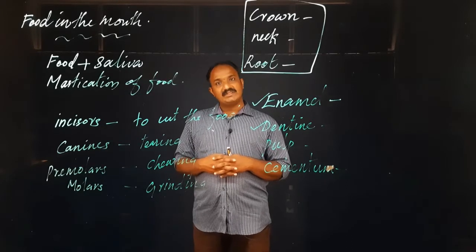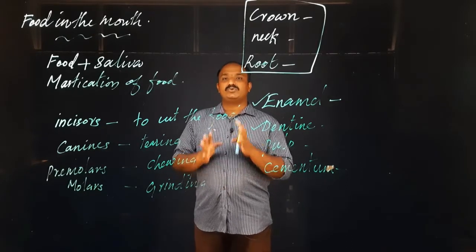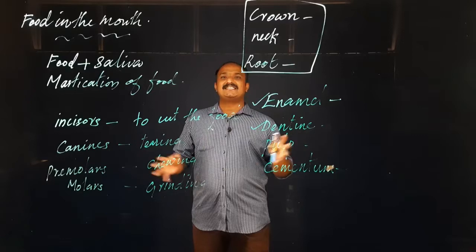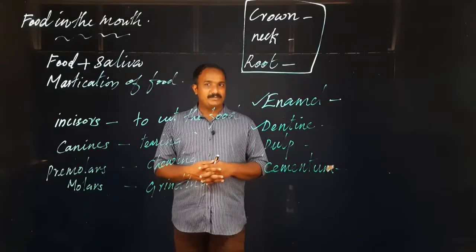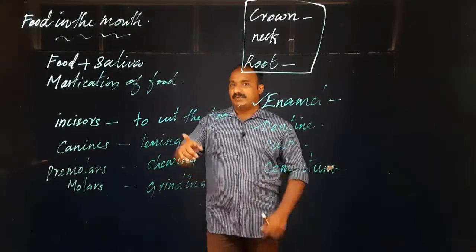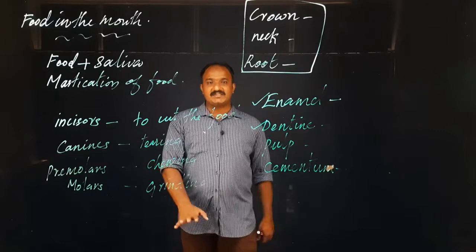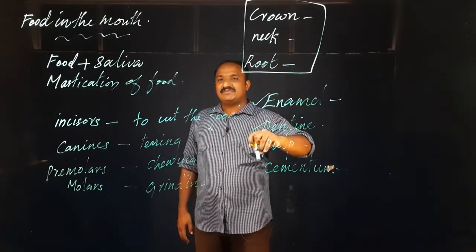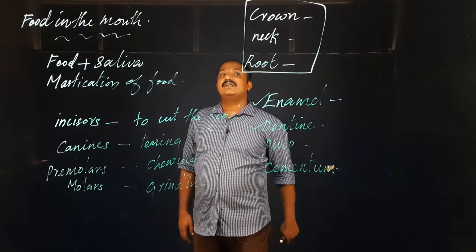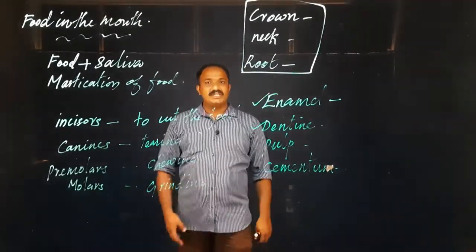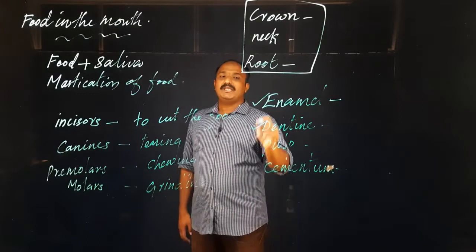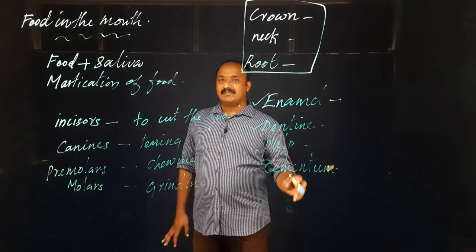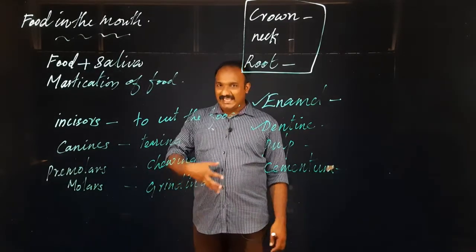Mastication is done with the teeth, and the teeth are of 4 types: incisors, canines, premolars and molars, and their functions. Then the parts of the tooth can be classified in 2 ways. First one, crown, neck and root. Then the internal structure: enamel, dentine, pulp and cementum. So all is explained.